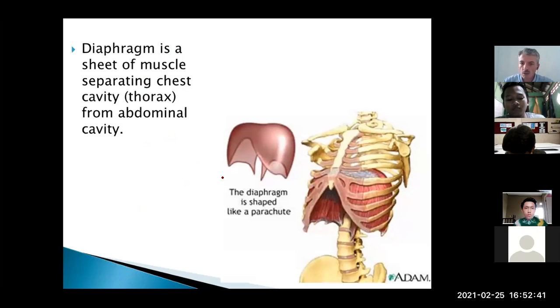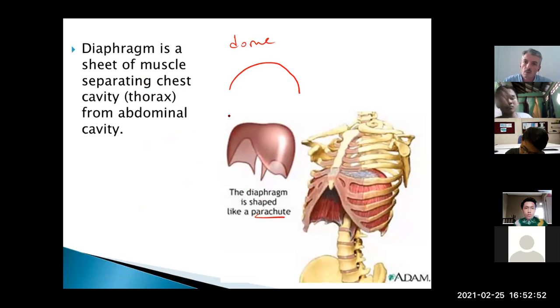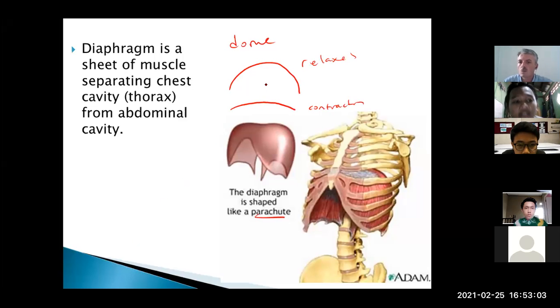Okay, the most important muscle here is the diaphragm. Its original shape is a parachute shape or dome shape, like the one on top of the mosques. This is the original, relaxed shape. When it contracts, it becomes like this. So when it is contracting, it goes down. When it is relaxing, it goes up. Think about it here. When it contracts, it goes down, so our volume here becomes larger.